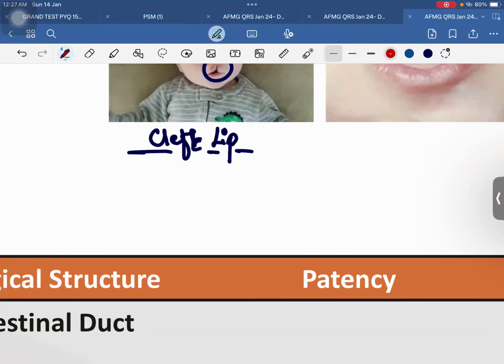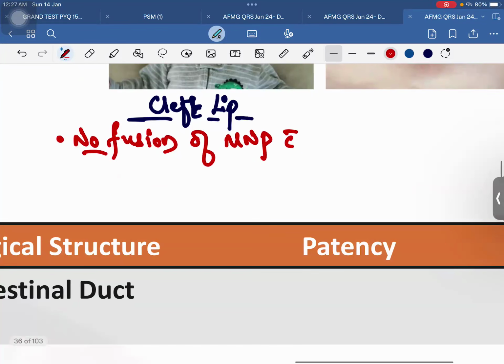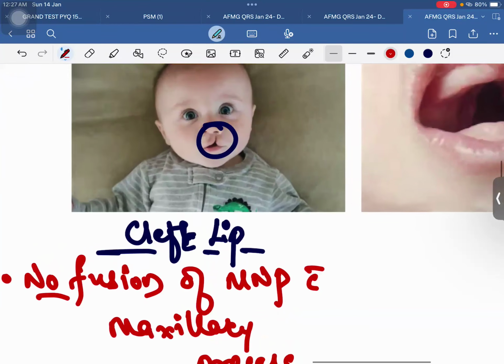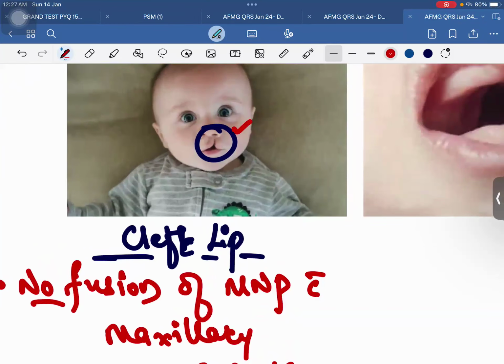If there is inability of fusion of the medial nasal process with the maxillary process, then it leads to formation of the cleft lip. And which cleft lip? Lateral cleft lip. If this cleft lip would have been present exactly in the center of the philtrum, then it was due to inability of fusion of both the medial nasal processes.